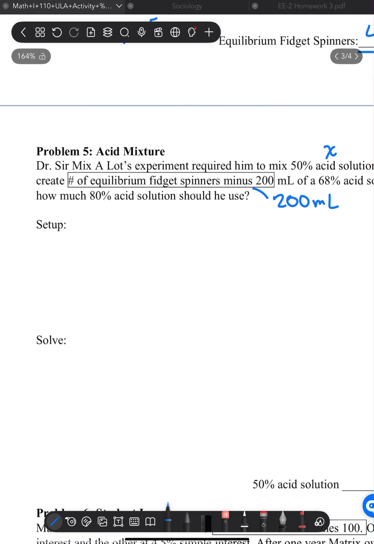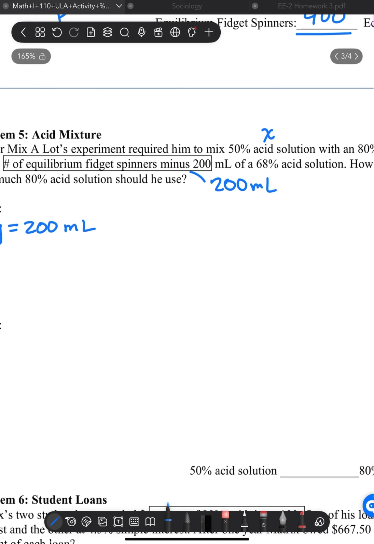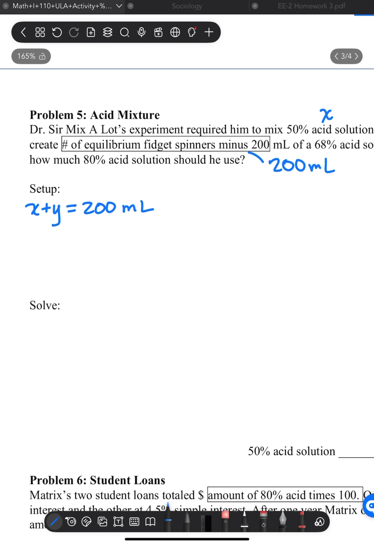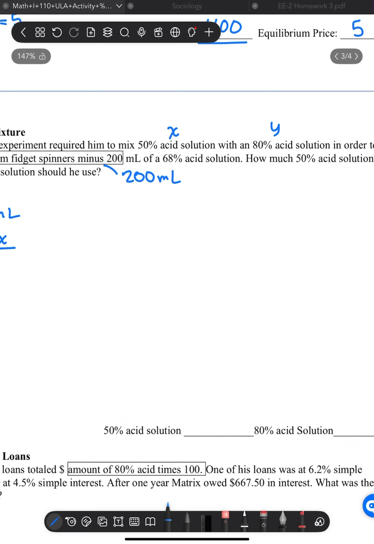We found our x and our y, so let's get our two equations here. Our total amount, we should be getting 200 milliliters, right? I'm going to just already use substitution here. We're going to move this: y equals 200 minus x, because we're going to use substitution.